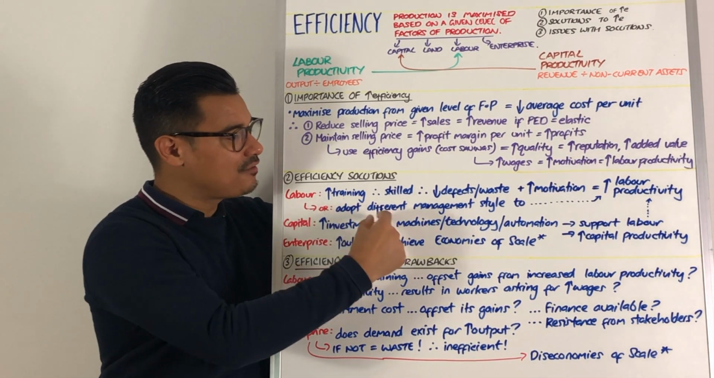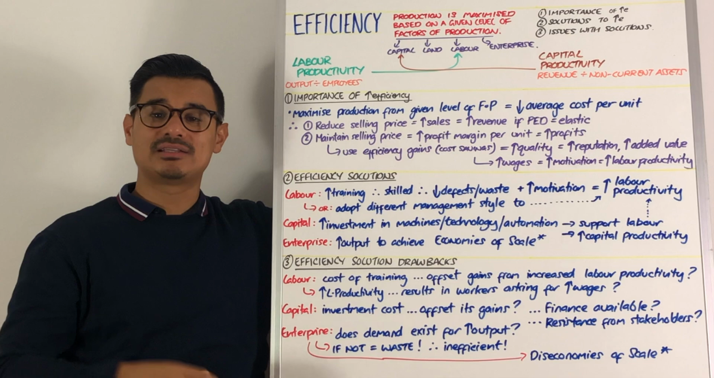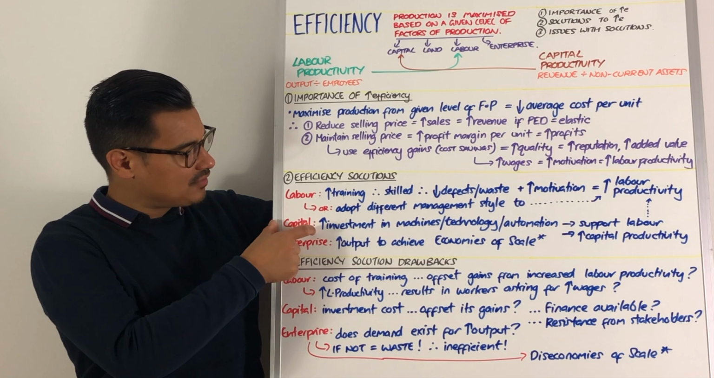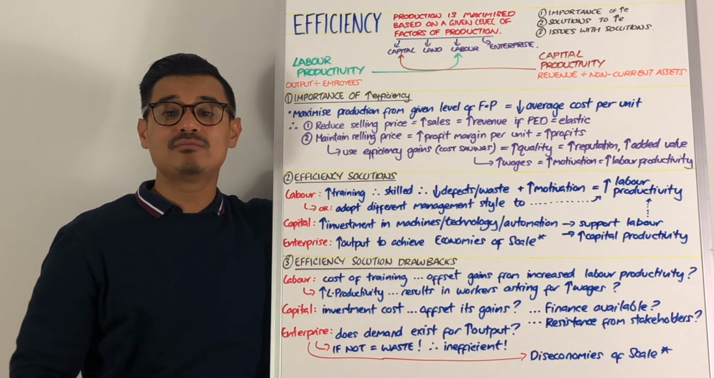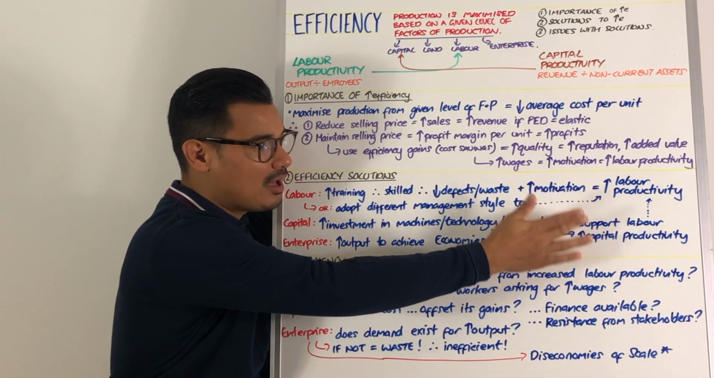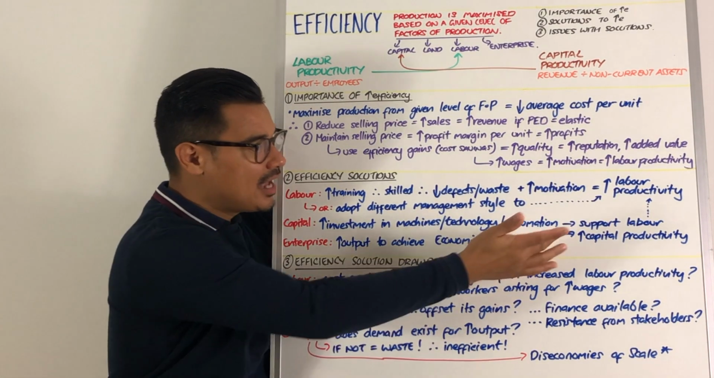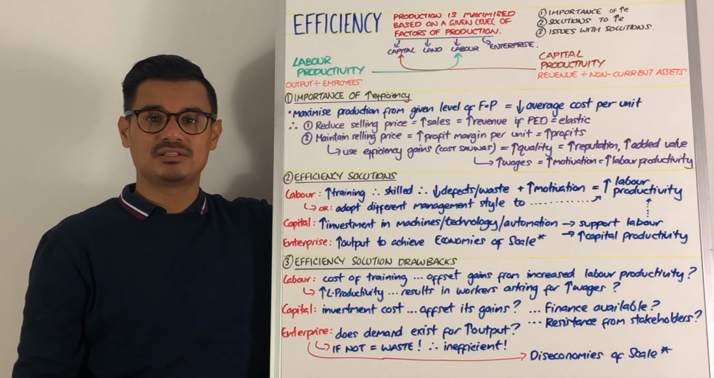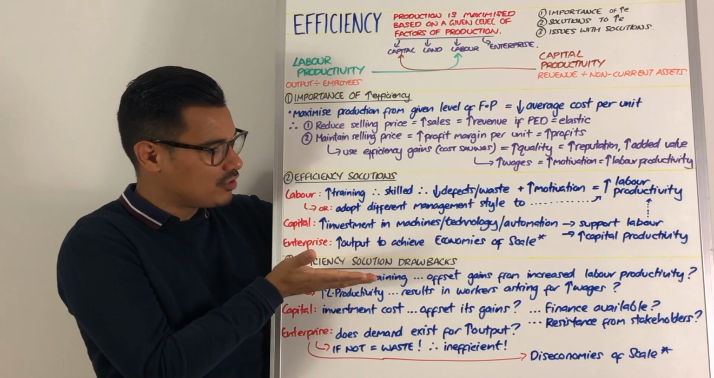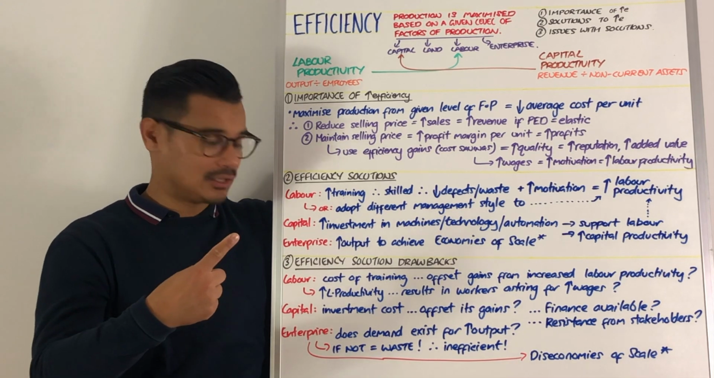Additionally, you could adopt a different management style to the particular labour. Maybe you become more laissez-faire, maybe you become more autocratic for certain situations, and that could lead to higher labour productivity. The next factor of production, capital, you could look to increase investment in machines, in technology, in automation, and that would support the labour and help the labour be more productive, therefore increasing labour productivity. Additionally, it would increase capital productivity, possibly if you have better technology. Thirdly, enterprise, you could think about increasing your output to achieve economies of scale. More details on economies of scale, click the card up there.